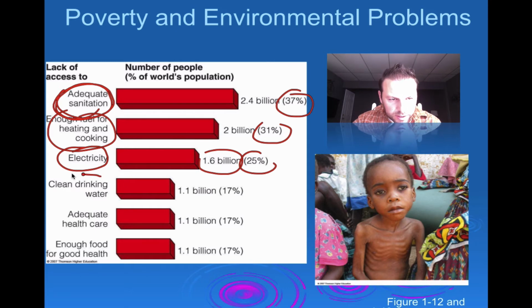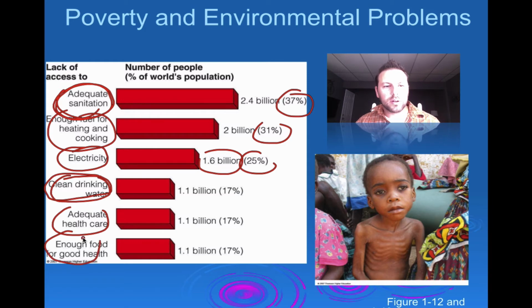Clean drinking water, definitely, I would actually suspect it'd probably be higher up on this list. We're looking at about 1 billion people. That's a lot, 1 out of 7 people not having access to clean drinking water. Healthcare, and enough food for health. You can see they're all tied right there. So poverty is linked to all these environmental problems. When you don't have the resources to get to electricity, drinking water, and healthcare, that's when we have problems.